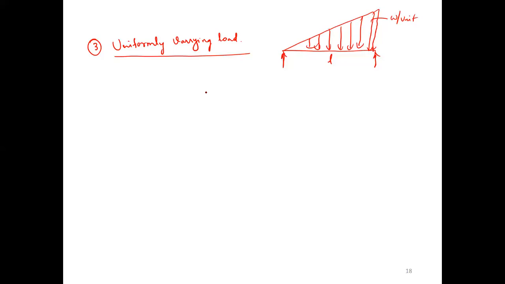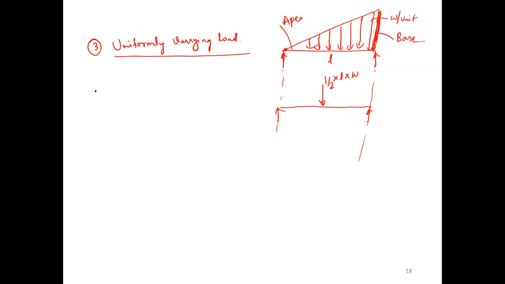What is the area of triangle? Half into base into height. So if you take this as a beam, it is half into length into W. And in a triangle, there are two things. One is the tip of the triangle, called the apex, and this is the base. The larger intensity is the base.